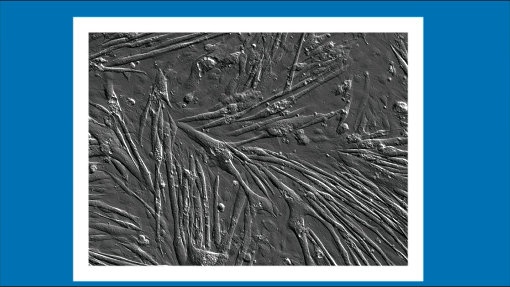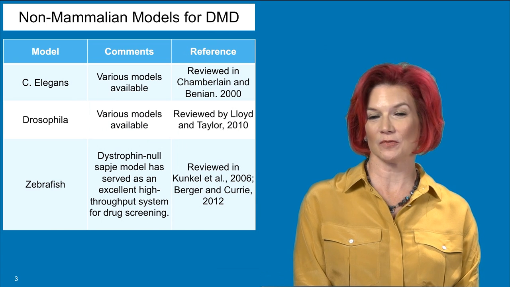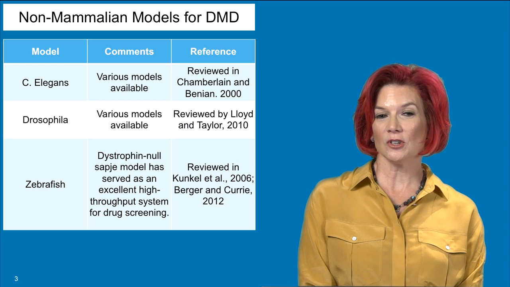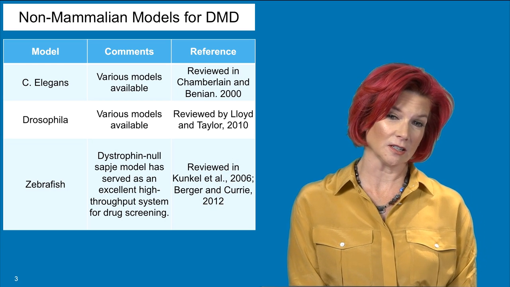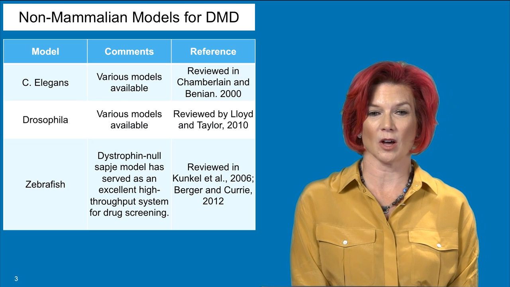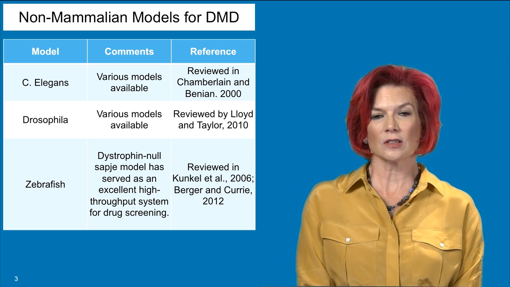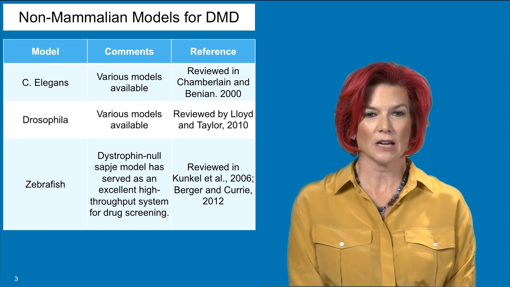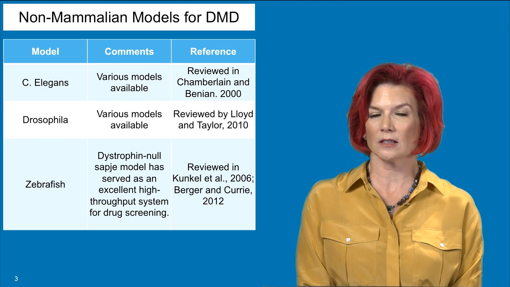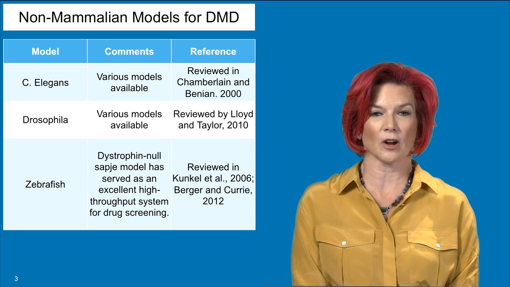So the use of these myotubes has been widespread for studying certain aspects, particularly the mechanism of disease. There are several non-mammalian models for studying Duchenne muscular dystrophy. One is the worm model, or the C. elegans model, in which the dystrophin gene is targeted. These worms display a motility defect. In addition, there are Drosophila models, which display flight defects. And there's also the zebrafish model, the most common of which is the SAPJ fish model. These fish have been really excellent at medium to high throughput screening of compounds that can modify the course of Duchenne muscular dystrophy.